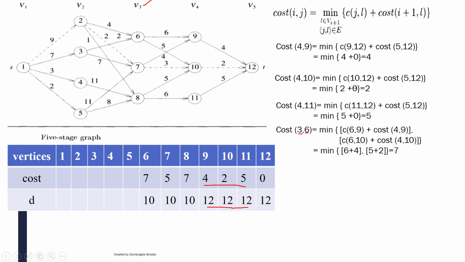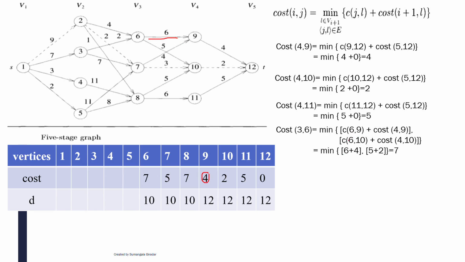Earlier only one edge was there, that's why you got only the direct value. So now for this one, 2 edges are there, and these 2 edges connect the 9 and 10 vertices. First you have to calculate for 9 and next for 10. C of 6 comma 9, that is the edge cost, it is 6 here. Next is the cost of 9. In the cost table, the value for 9 is 4, and this vertex has 6 here.